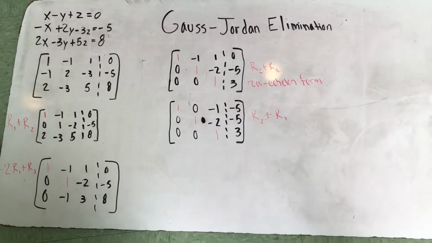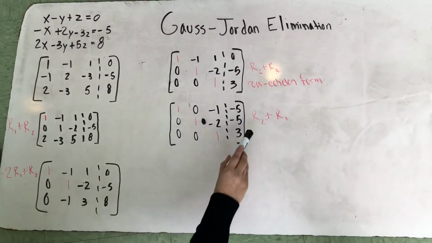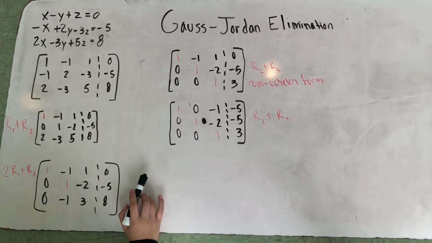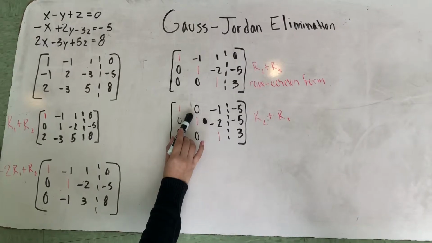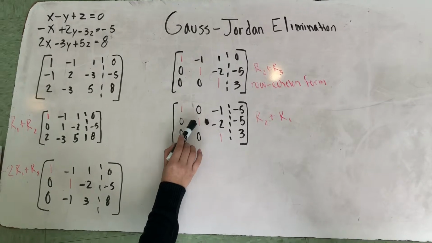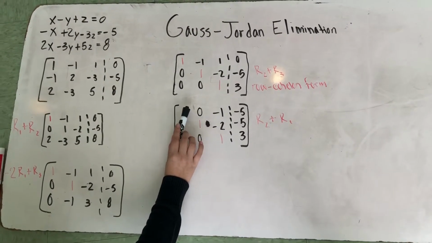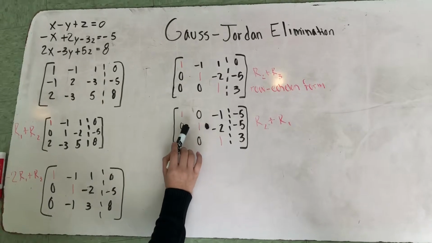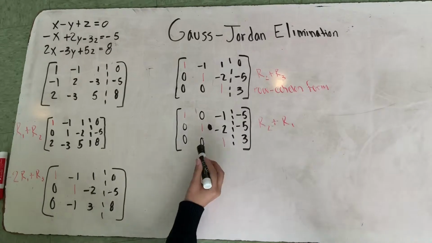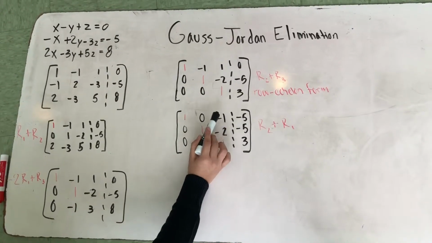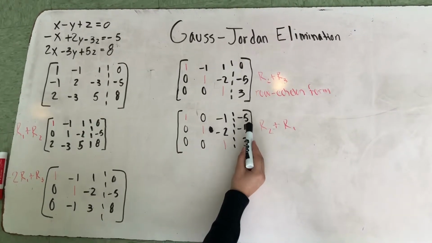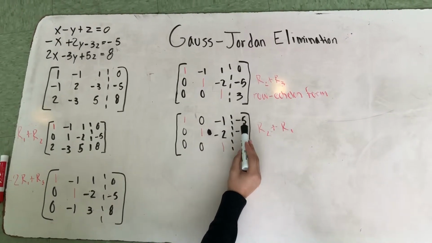So the next step that we took was we added row 2 to row 1, which changed the negative 1 into a 0 because row 2 has a 1 in it and row 1 has a negative 1, so we add them and that's how you get 0. And then for the other one, it would change to a negative 1 because we had a negative 2 and a 1, and you add that to get negative 1. And then on the other side we have a negative 5 and a 0, and that's how we changed it to negative 5.